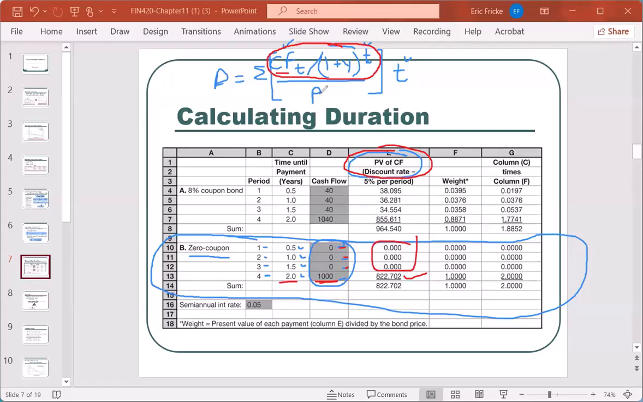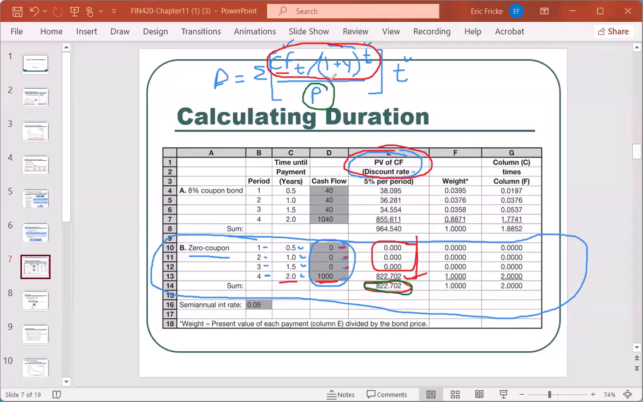And 822, if we sum up all these present values, 822 is the price of the bond. Actually, let me change the color again here. So 822 is the price of the bond. That's this right here.